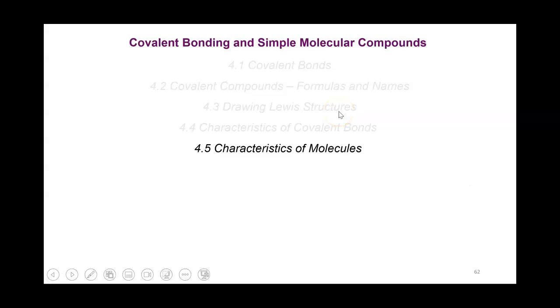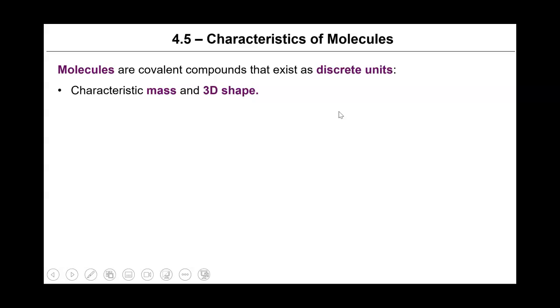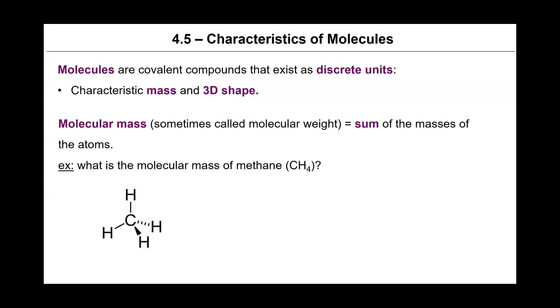In section 4.5, we look at some of the characteristics of molecules. It's important to realize that molecules are covalent compounds, and they form discrete units of atoms that have a characteristic mass and a characteristic 3D shape. The molecular mass, sometimes called the molecular weight, is simply the sum of all of the masses of the atoms that are present in a molecule.